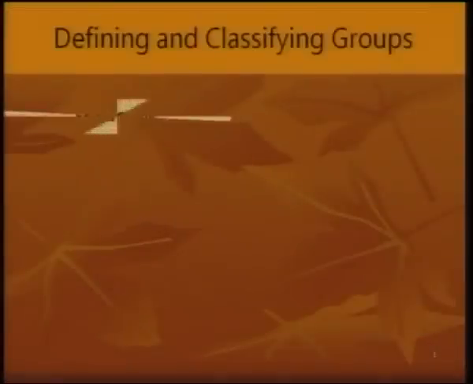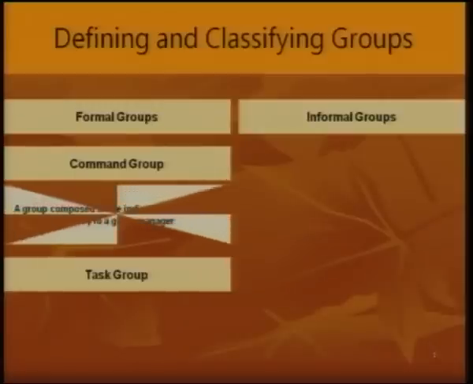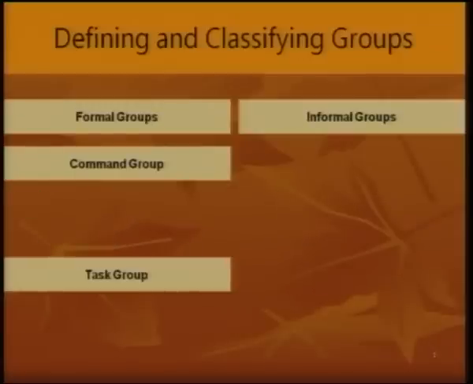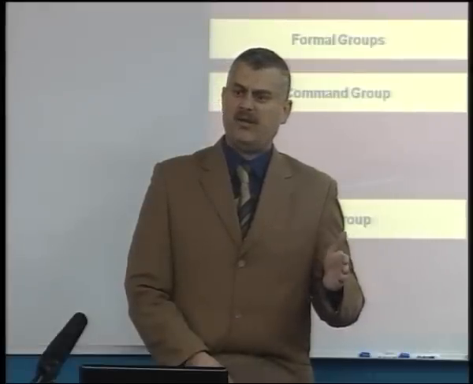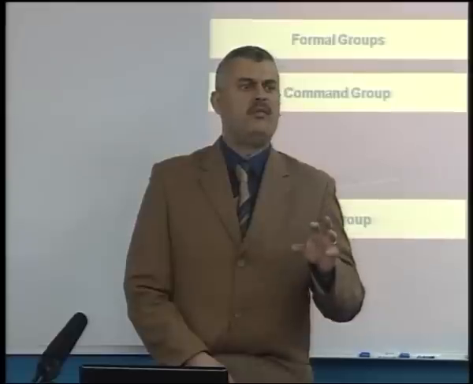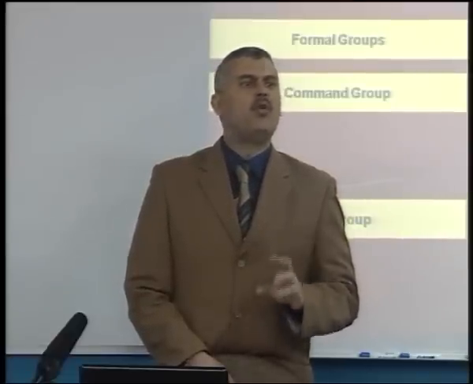Okay, now when you talk about those two main types, formal and informal, there are subtypes. When you talk about formal groups, we are talking here about command groups and task groups. Those are some of the types of formal groups. Now, when you talk about a command group, a few moments ago, when I discussed the formal group, I said that it is identified within the organization structure. Usually there are some sort of divisions which are identified by the organization itself.